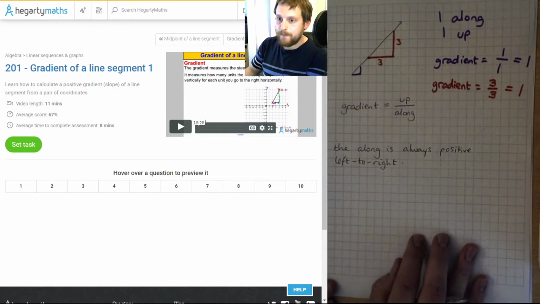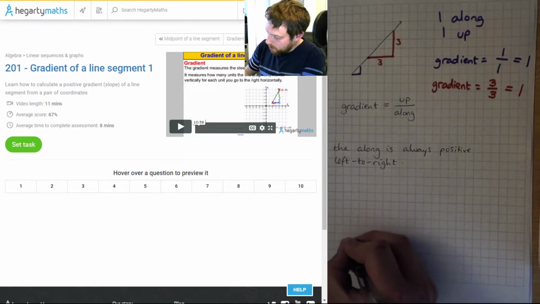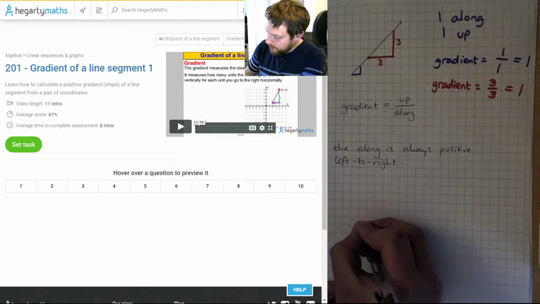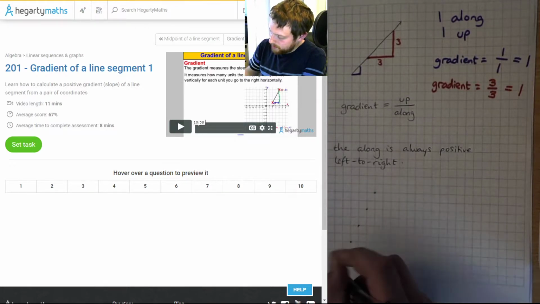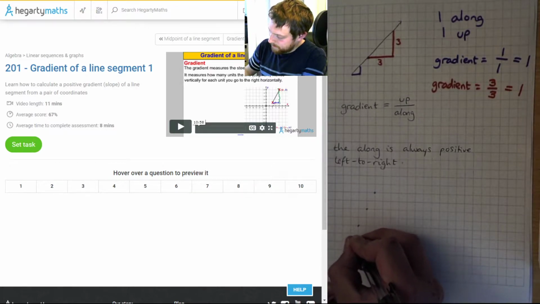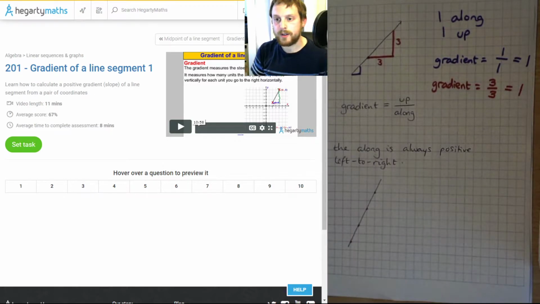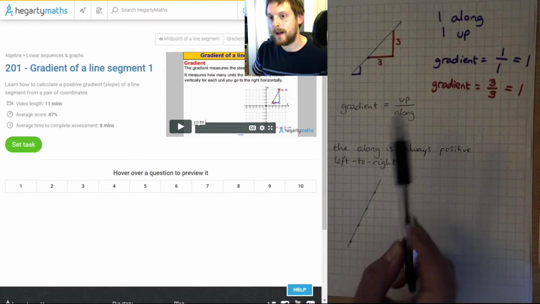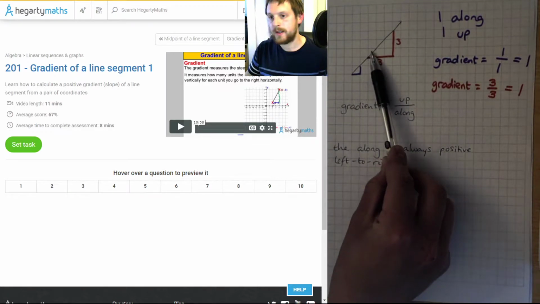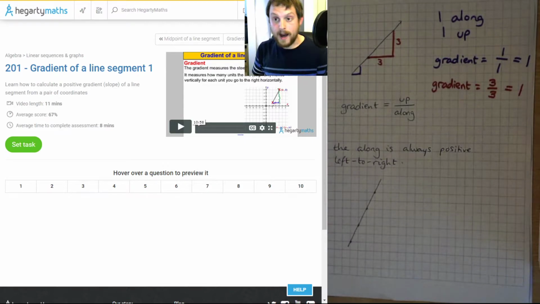This time, I'm going to go 1 along, 2 up, 1 along, 2 up, 1 along, 2 up. And if I do this, I get a straight line that looks like this. Now this is steeper than this line up here. But what is its gradient? Well, let's have a look.